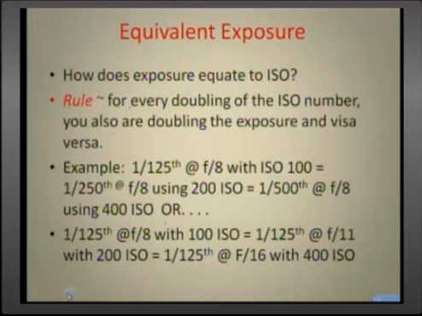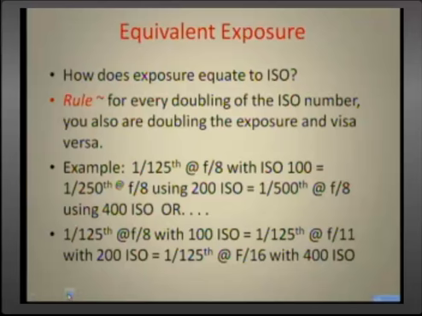How does exposure equate to ISO? Let's look at another rule. For every doubling of the ISO number, you also are doubling the exposure, and vice versa. So for an example, if I'm at 1/125th of a second at f8 with a film speed of 100, in other words, my camera is set at ISO 100, then I can say this equals 1/250th of a second at f8 if I'm using a 200 ISO film, or if I set it up to 400 ISO, I can actually go to 1/500th of a second.